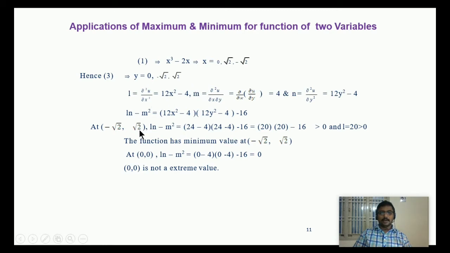Now at the point negative root 2, ln minus m square is a positive value, and L is 20, which is also positive. Whenever both are positive, we have the working rule: the function attains its minimum value at the point negative root 2. At (0, 0), we will have ln minus m square is 0. So (0, 0) is not an extreme value.